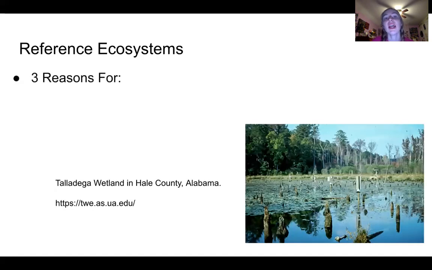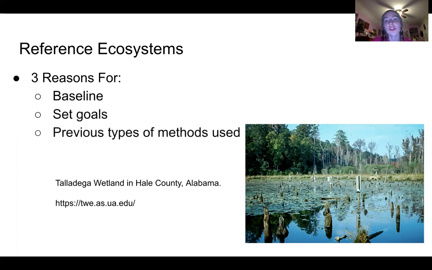Reference ecosystem is important because it allows you to gather baseline information when you're doing your restoration. It allows you to see what is possible and feasible and set goals of your own for your restoration. And you can also look at previous types of methods used or what methods you think could be used, or even potentially test out different methods for your restoration. And this image is the Talladega wetland in Hale County, Alabama. If I was in the same region and I maybe wanted to do a wetland restoration, I could look at this as a reference ecosystem.